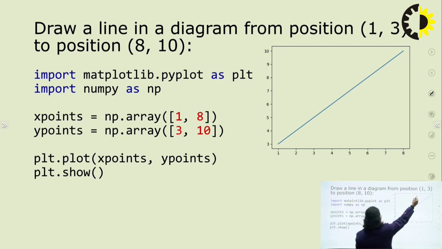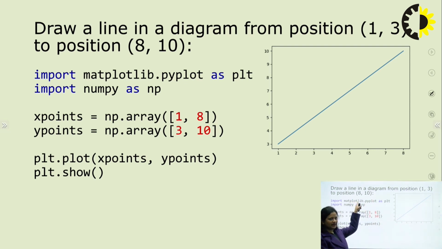Okay. So what are the x points in this? 1 and 8. And what are the y points in this question? 3 and 10. Okay. So we have to create two arrays, one for x points and one for y points. X points are 1 and 8, y points are 3 and 10. So we are creating two arrays, one for x points, another for y points.